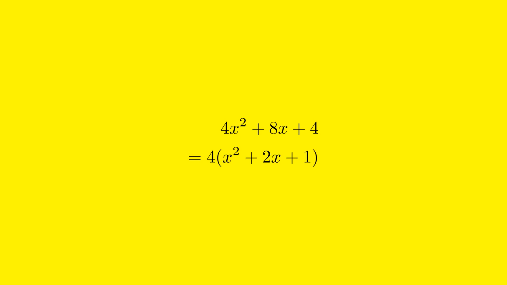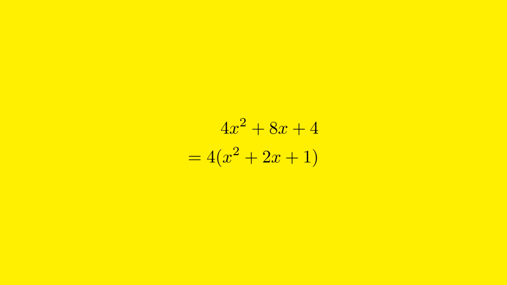To begin solving the quadratic expression 4x squared plus 8x plus 4, we first identify whether the expression can be factored. Notice that each term in the expression has a common factor. Specifically, 4 is a factor of 4x squared, 8x, and 4. Therefore, we factor out the greatest common factor, which is 4. So, we rewrite the expression as 4 times the quantity x squared plus 2x plus 1.